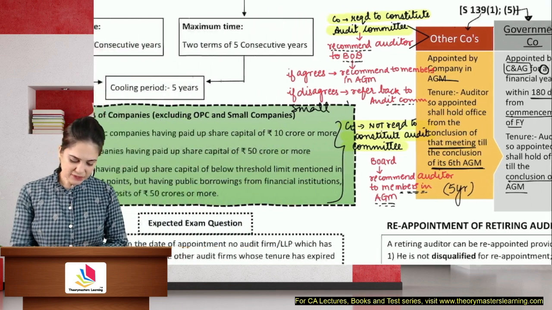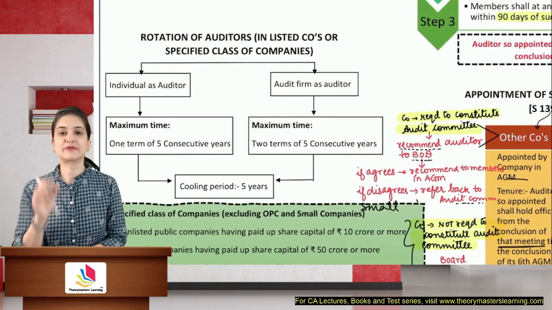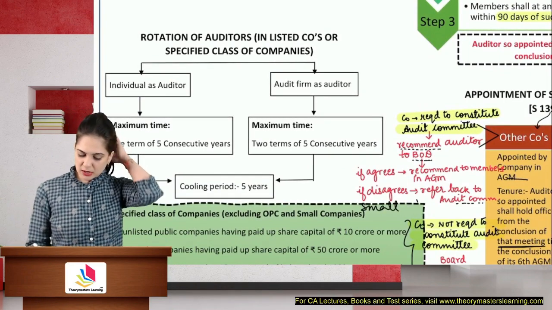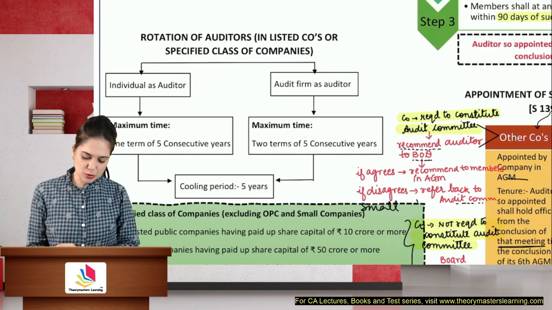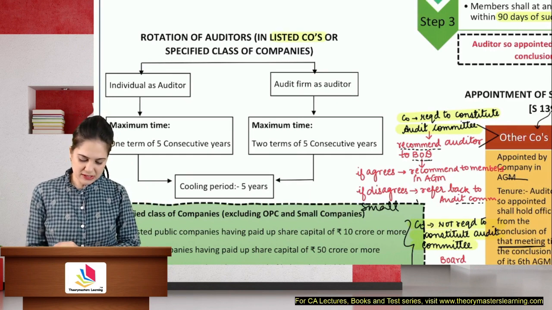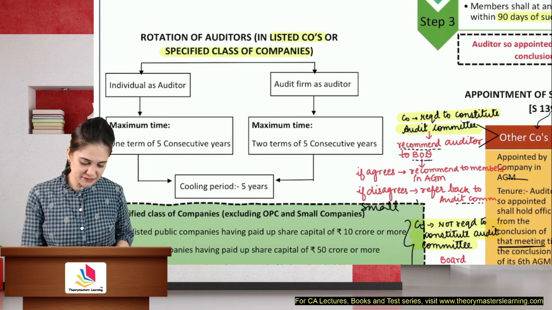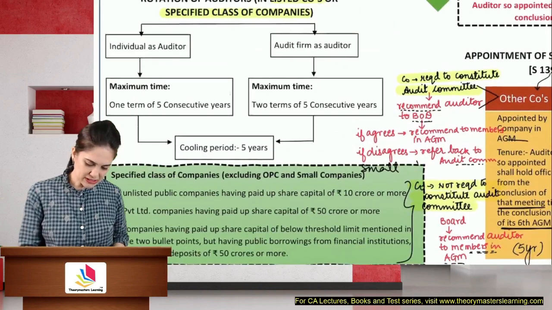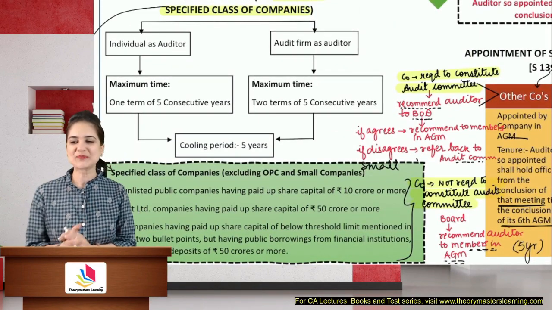Now, in case I wish to appoint an auditor, I will also have to consider the provisions of rotation of auditors. Now, this is applicable, you should know, only for listed companies or specified classes of companies. Which companies are specified? That is given below. So these are the classes of specified companies. I'm drawing an arrow so that you know we have discussed that also.